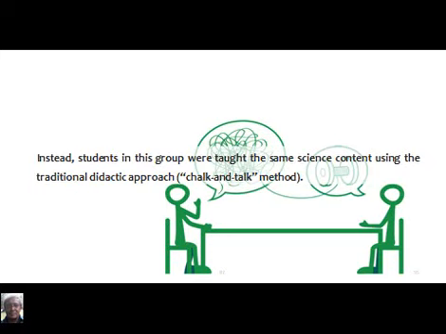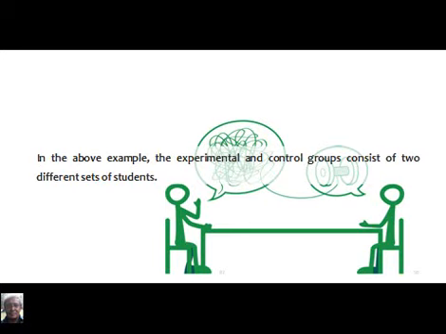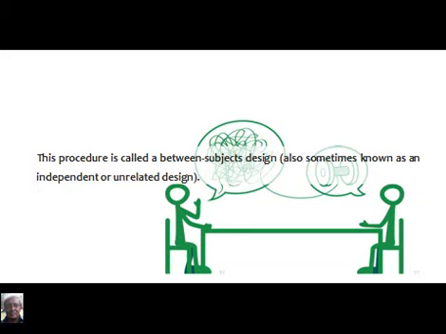Instead, students in this group were taught the same science content using the traditional didactic approach, chalk and talk method. In the above example, the experimental and control groups consist of two different sets of students. This procedure is called a between subjects design, also sometimes known as an independent or unrelated design.